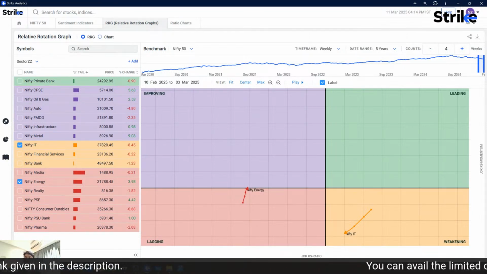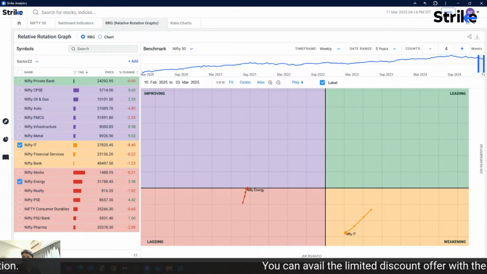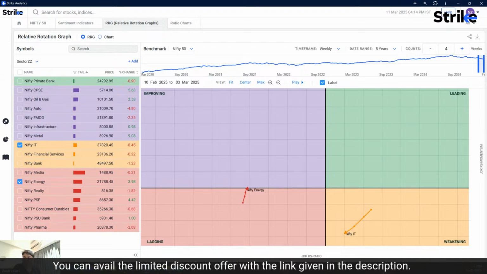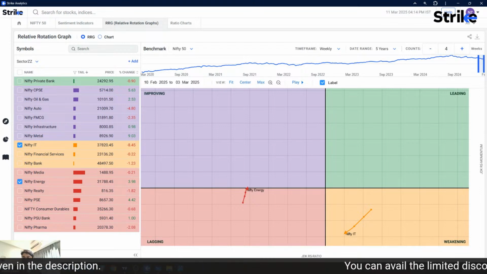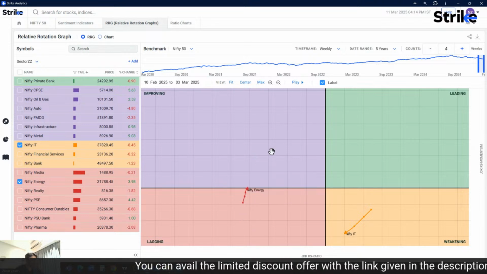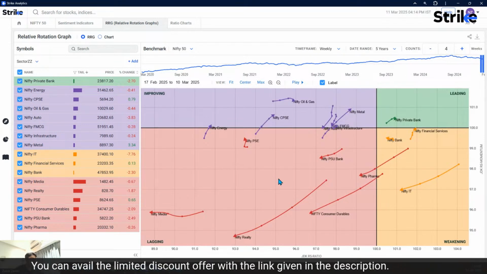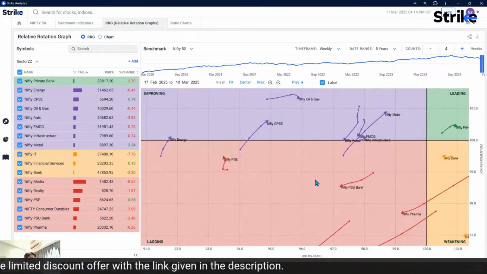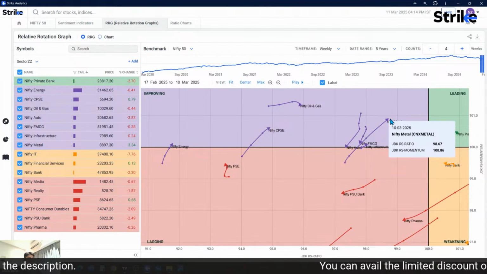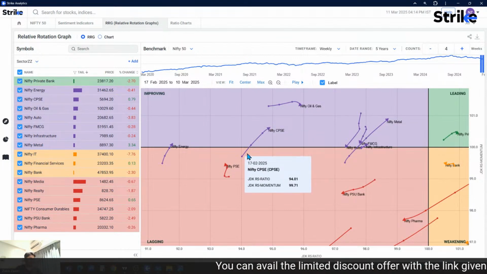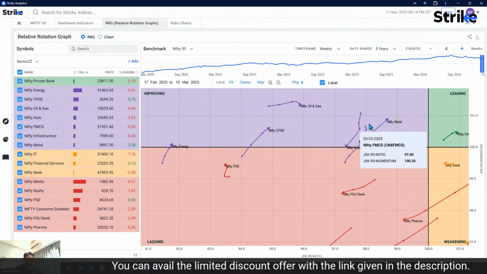Mr. Money is asking, does the position of the arrow gaining momentum but far away from the y-axis have any significance? Yes, the farther away, the better it is. For example, arrows moving from the lagging quadrant to the improving quadrant. Over here, let's say we have two arrows: metal and CPSE.